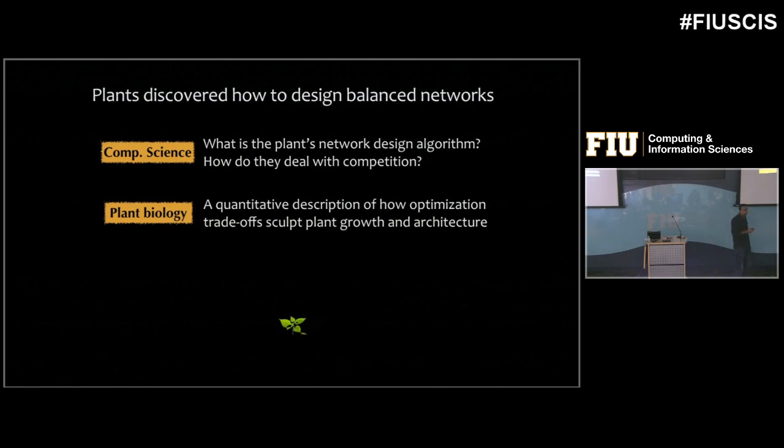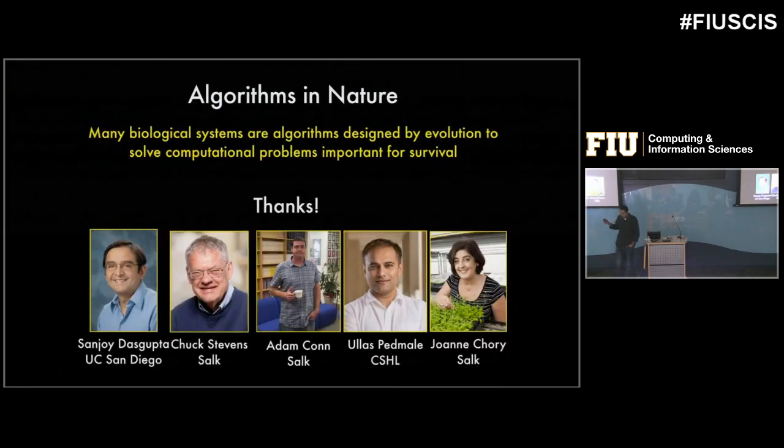From a plant biology perspective, I think this was a nice way of showing that these very general principles of network design are also sculpting the kinds of architectures that we're seeing in nature and other species as well. So the big theme here again is to think about a lot of these biological processes in terms of their algorithmic properties, and this extends beyond the brain and into other systems as well. These are our collaborators on the projects, and I'm happy to take questions.